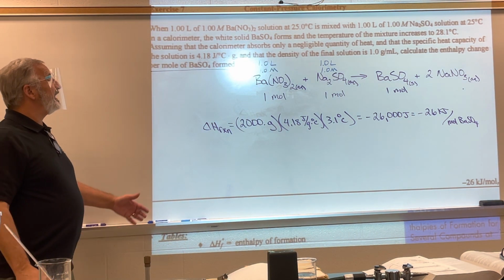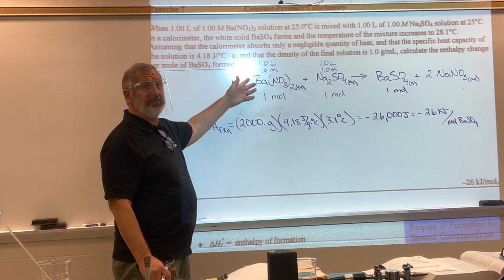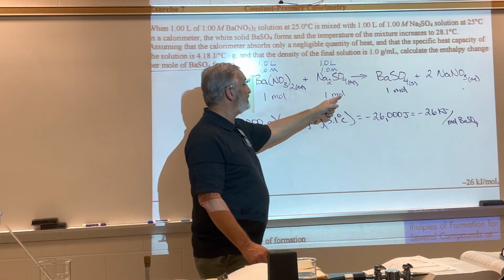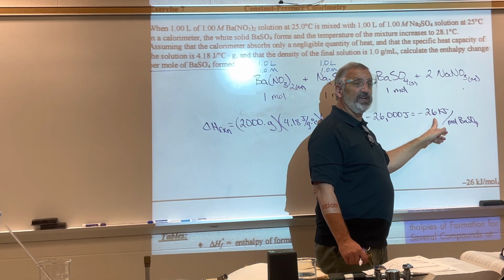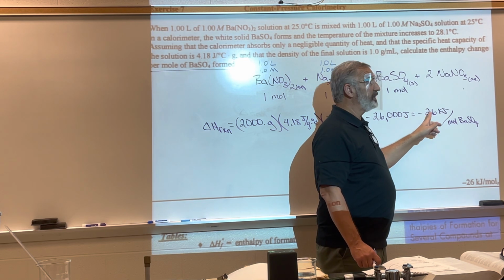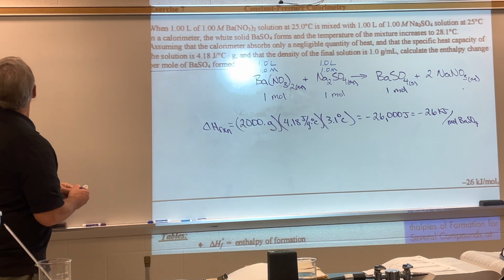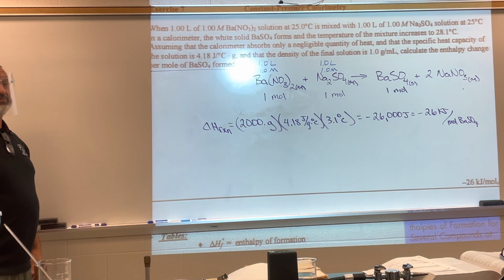So if it's not nice and even like this, we just have to do the stoichiometry math in order to figure out how many moles it was. So if it wasn't 1 mole, if this came out to 0.25 moles, we would just take this answer and divide it by 0.25. And that would give you kilojoules per mole. Okay? So you just do this normal stoichiometry to figure that out. All right. That's the second way, calorimetry.